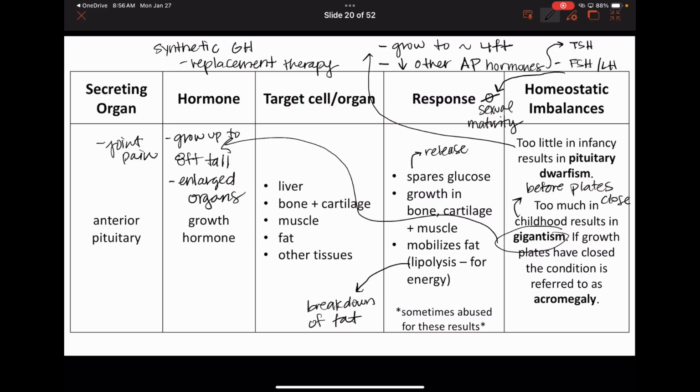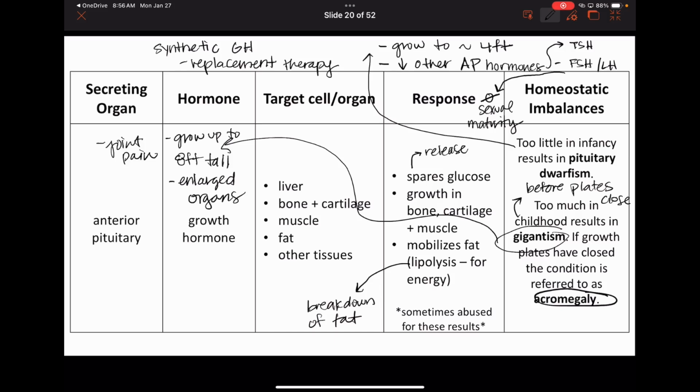However, if you experience too much growth hormone in adulthood after growth plates have closed, it's a different condition. It's called acromegaly. So gigantism is the childhood version, while acromegaly is the adult version. You're going to have the same kind of symptoms like with the joint pain and such.